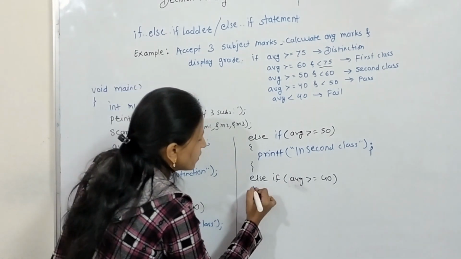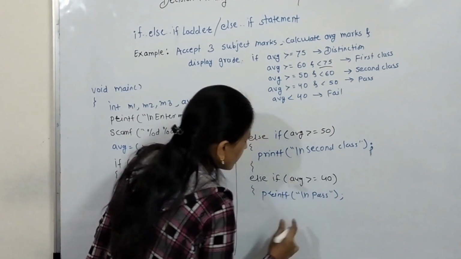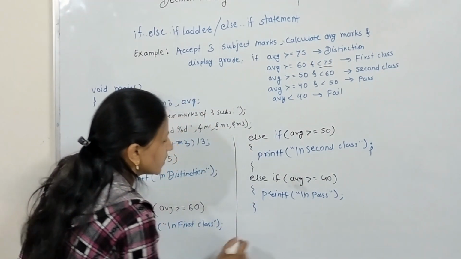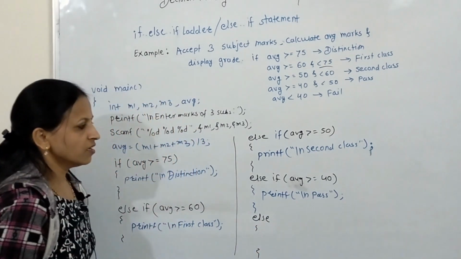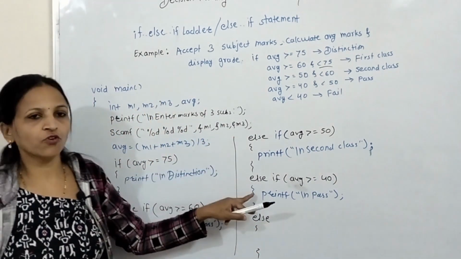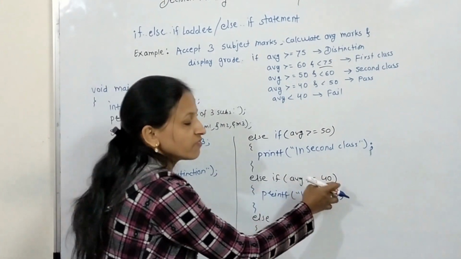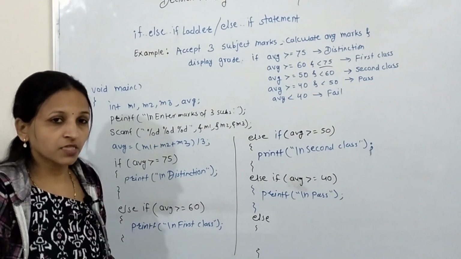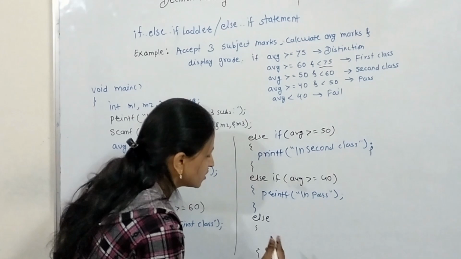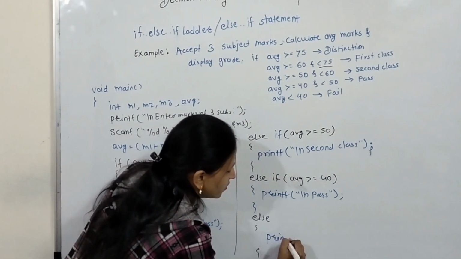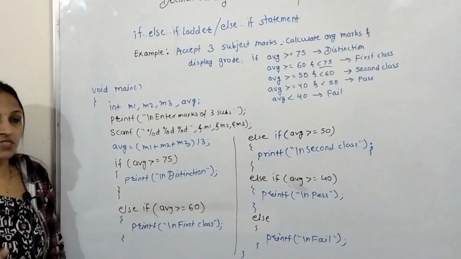That's why we have to printf pass here, and finally we have to write else, and finally we can say fail, because all these conditions are false, meaning average marks are not greater than or equal to 40, of course average marks are less than 40, meaning the student is fail, grade is fail. That's why we write printf fail. Okay, this is the program. In this way we can use the if else if ladder for this problem.